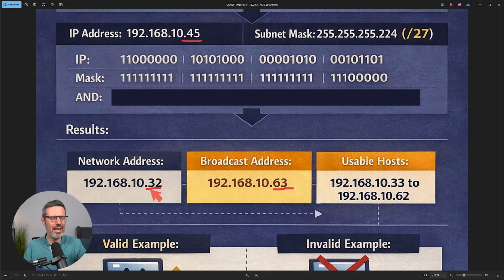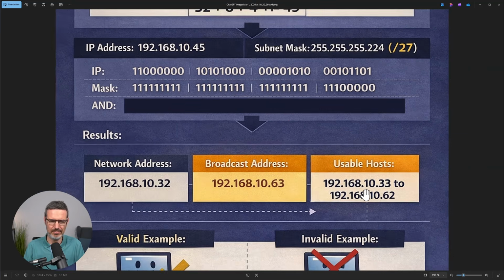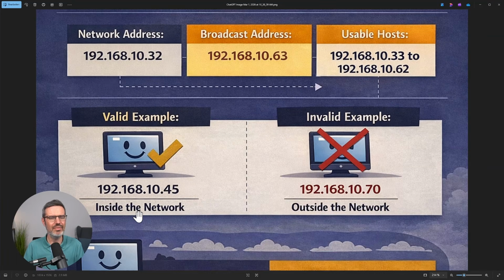32 is the network address. You can't use that for an IP address. That's for the network. And the broadcast address, so if somebody doesn't know where the other device is, they can send out a broadcast. That's the 63. So that means our IP addresses for hosts can go from 33 to 62. And of course, our 45 is in that. So we know that's our network, that is our host. These work together in one network or one subnet. So 45 is a valid example because that is inside that network.